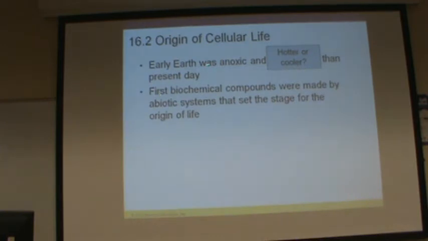When planet Earth was first formed, it had no oxygen. Is it hotter or cooler than the present day? Hotter, much hotter. There were volcanoes, and no ozone layer, so the sun's radiation would directly hit the Earth's surface. Basically no life can exist under those conditions. So we can pretty much conclude life has to come from non-living things, abiotic systems.